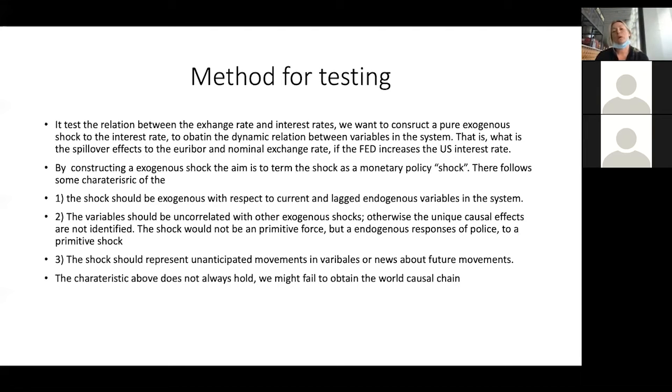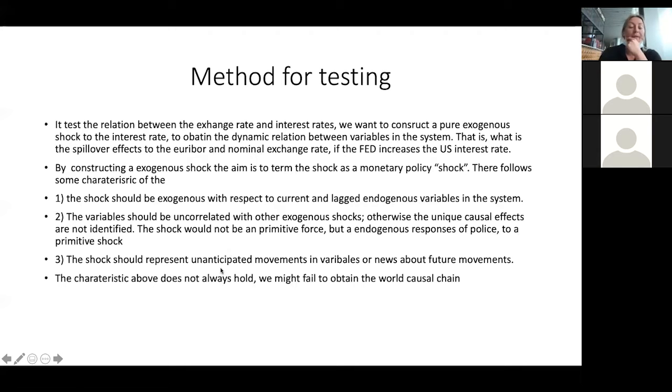So now we go to how we tested this. As I said before, we want to create this pure external shock to the interest rate. To obtain this dynamic relation, we estimate the impulse response function to assess the spillover effects if the federal funds rate increases. It should be noted that only the response to a shock to the federal funds rate is significant in this. So we will see that.